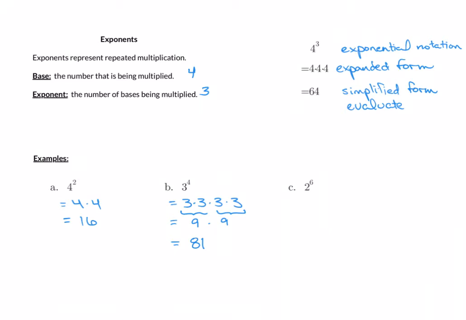Okay, example C, if we write in expanded form, this is 6 2's being multiplied together. I'm going to do 3 at a time. 2 times 2 is 4, times 2 is 8, so we get 8 times 8, which is equal to 64.